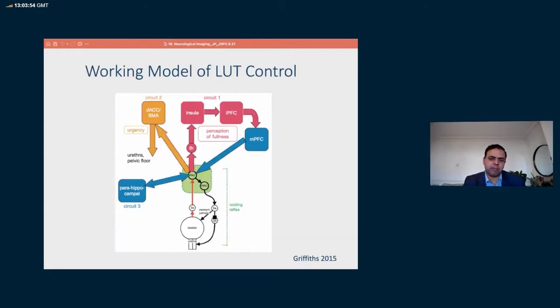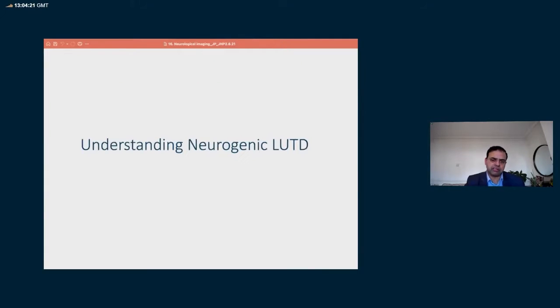And based on the wealth of knowledge that's been acquired from different studies, there has now been a working model of lower urinary tract control that is proposed in essentially three circuits: perception of fullness, urgency, and then a third circuit that involves the parahippocampus. And this, therefore, has provided immense insight into our understanding of the central neural control of bladder functions.